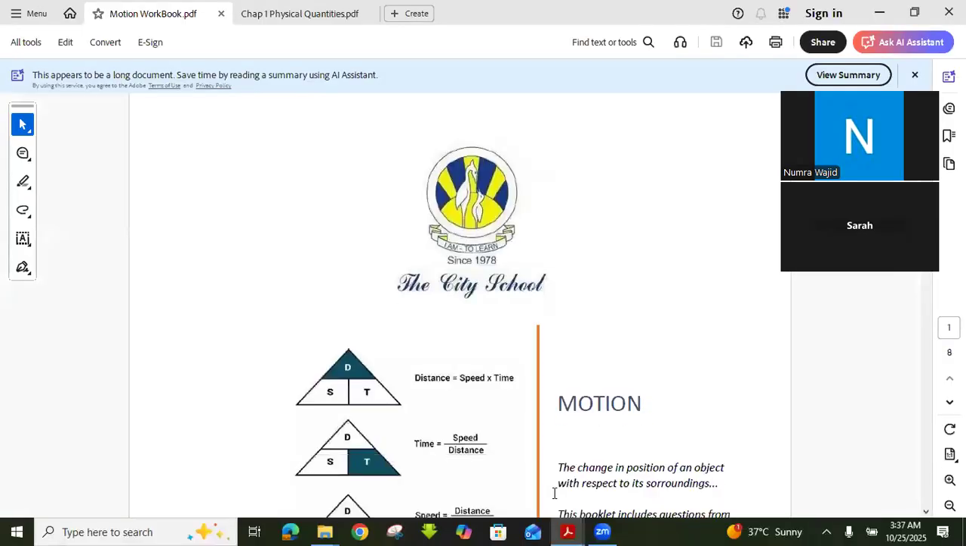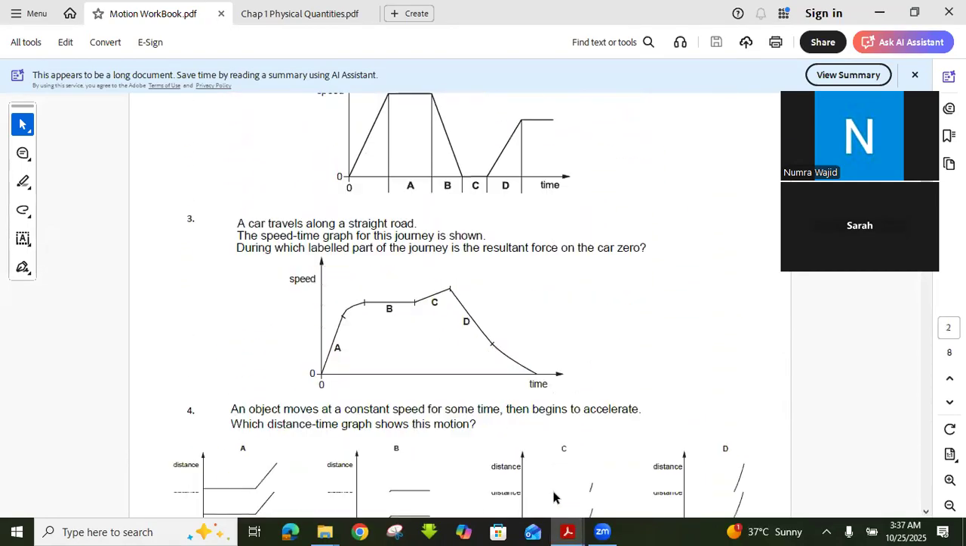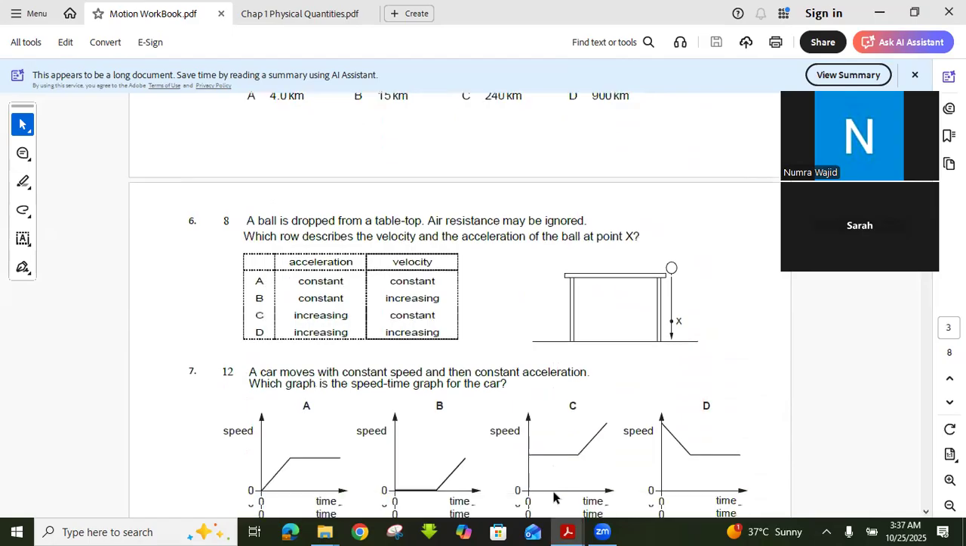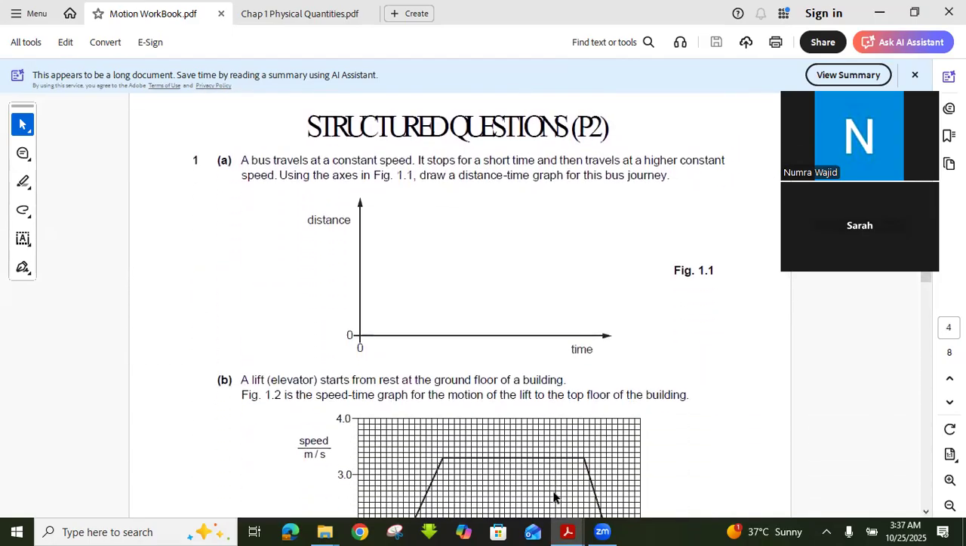So these are some past paper questions from motion. We have done most of the MCQs. We will try some of the structural questions, theory questions today. And then we will start a new topic. I've planned this as a 2-hour class today, because we were not able to connect in the previous week.